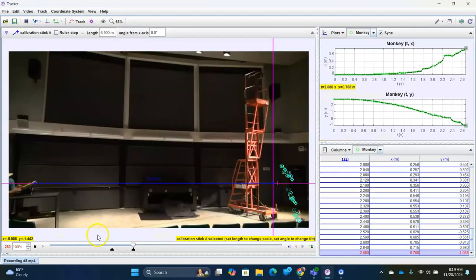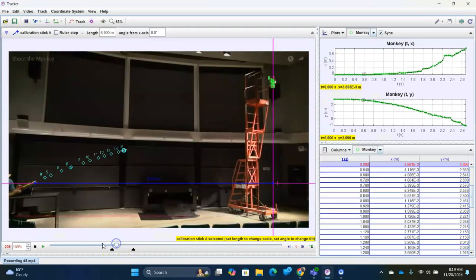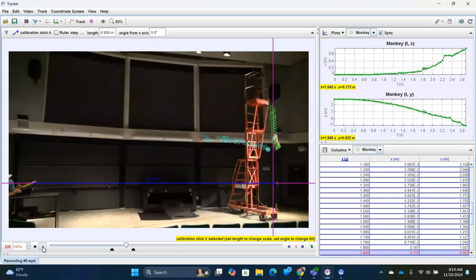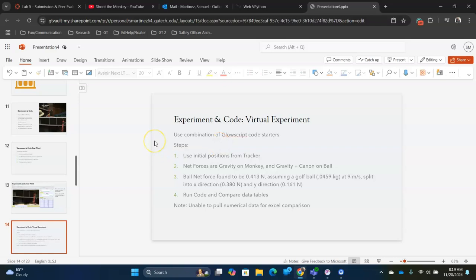And just to note, around shot 48 is what I consider the end of GlowScript, because that's the moment of impact where the ball meets the monkey. As for the GlowScript virtual code, initial positions are from Tracker, and net forces are gravity on the monkey, and I assume only gravity on the monkey, plus gravity and the cannon force on the ball.